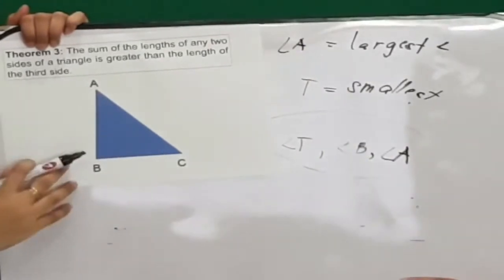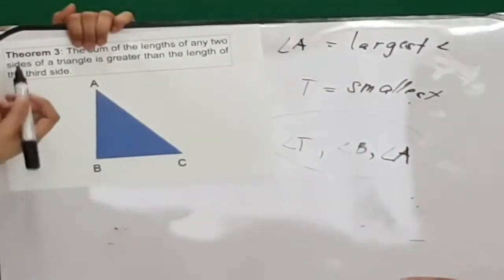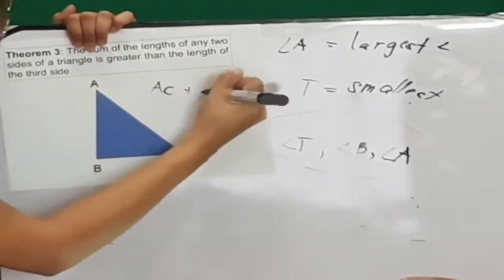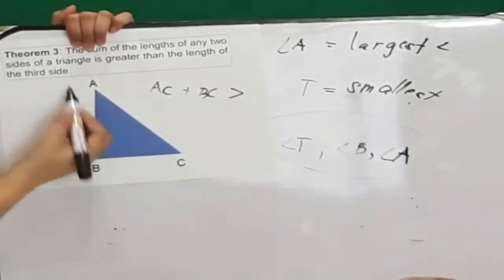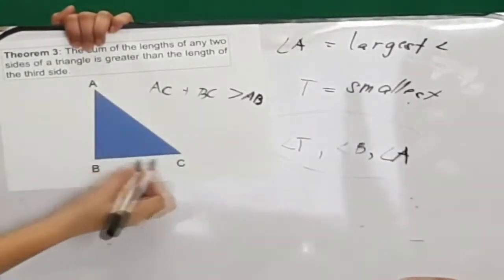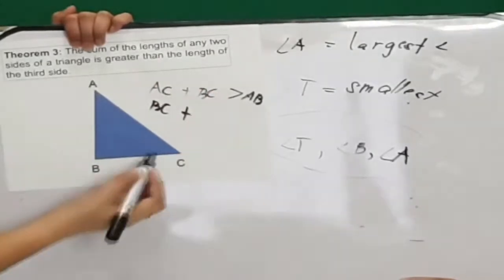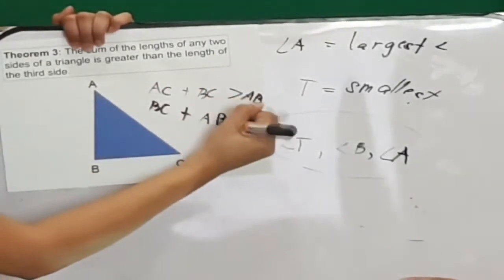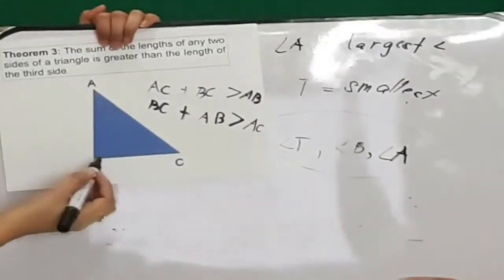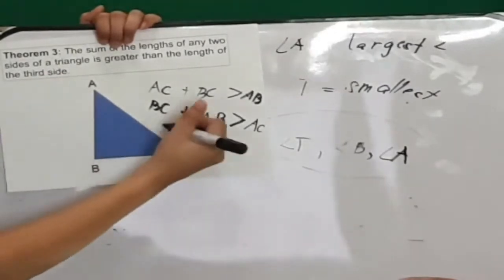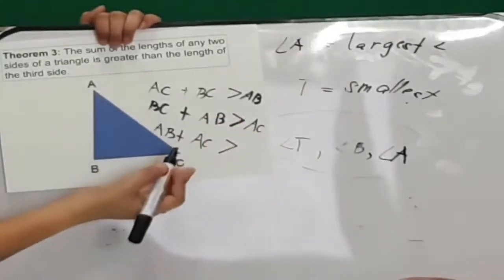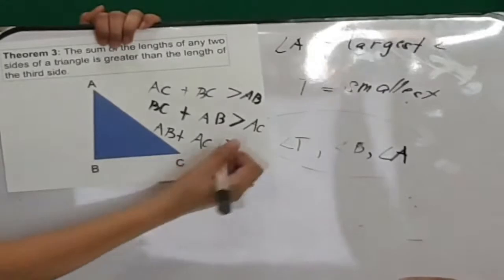So we have here this figure. We have triangle ABC. Theorem 3 states that if we add side AC and side BC, then it is greater than the remaining side, which is side AB. Another, if we add side BC and then side AB, then it is greater than the remaining side, which is AC. And then, another is, if we add side AB and side AC, then its measure is greater than what side? That is side BC.